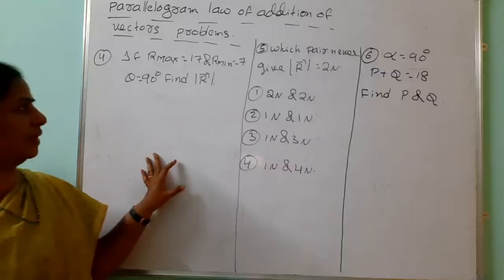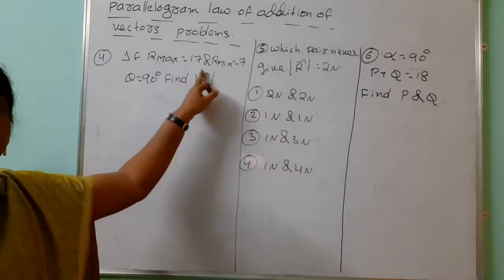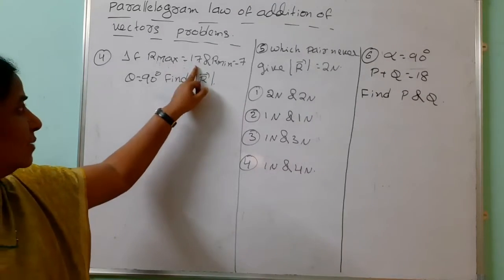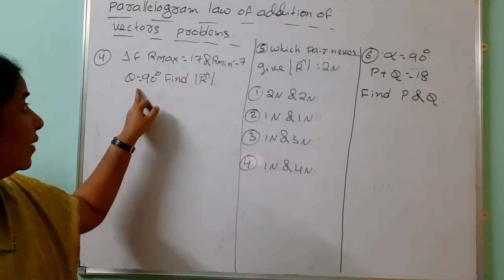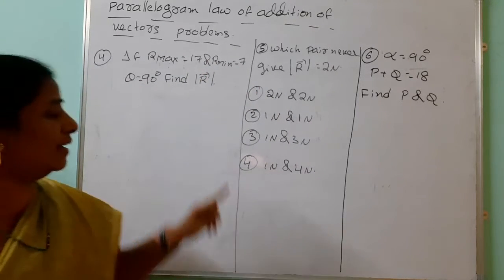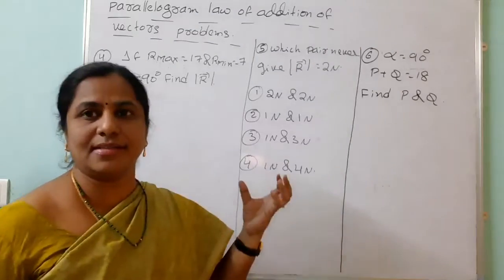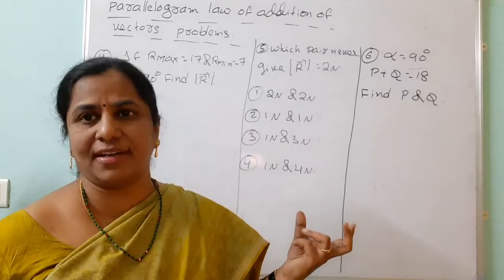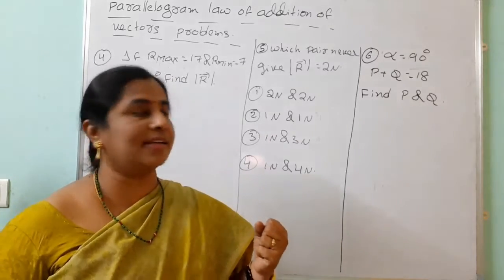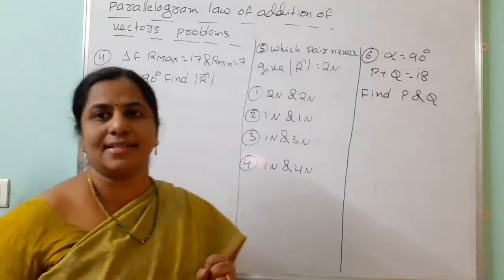Our next problem: the given data is R maximum is 17, R minimum is 7, and they have given the angle between them as 90 degrees. Instead of 90 degrees, they may mention in the problem that both are at right angle to each other, meaning immediately we can take theta equals 90 degrees. In this case, find the resultant.